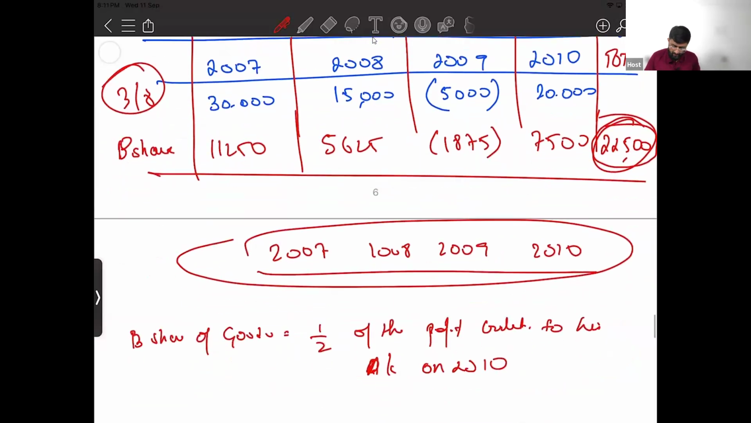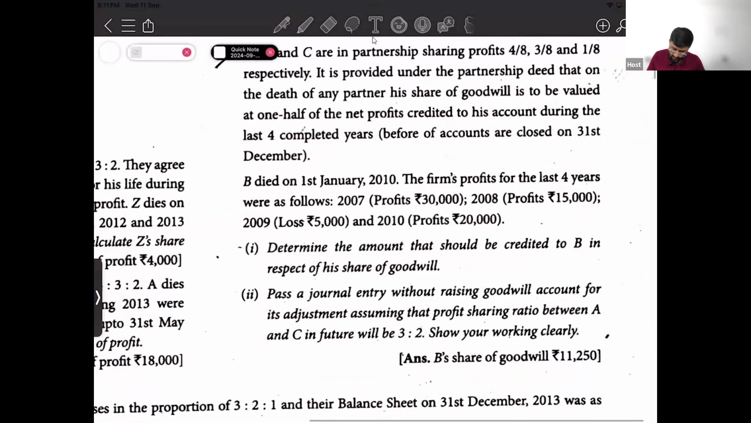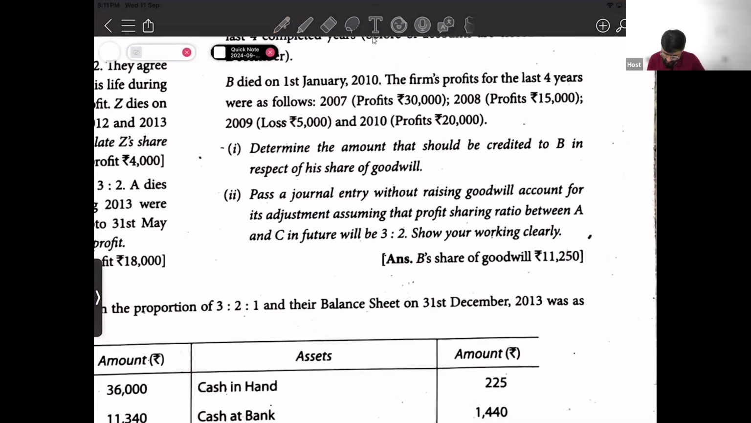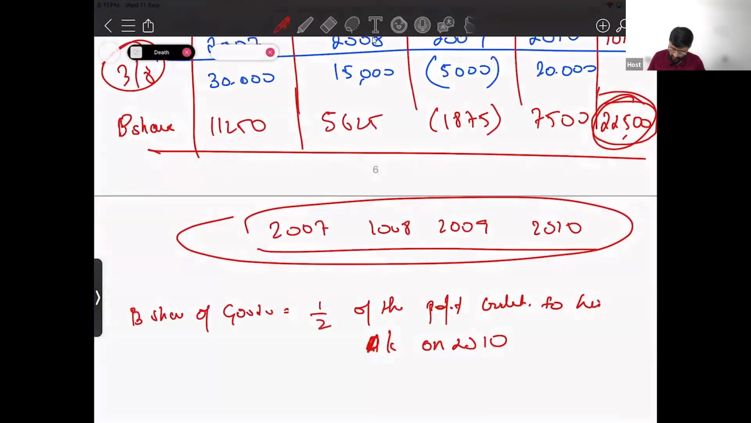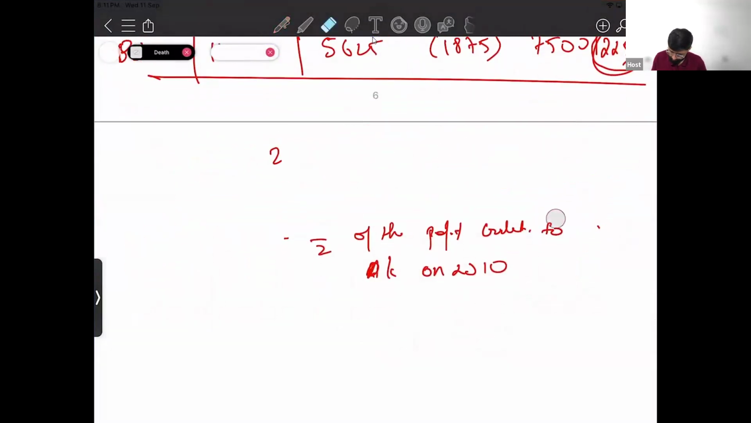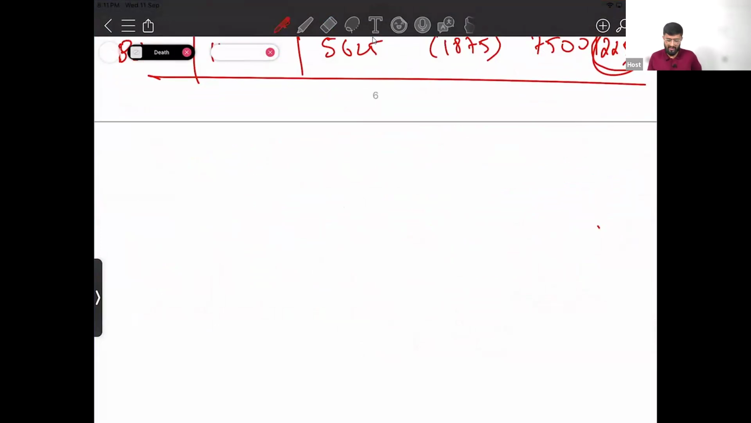Okay, now let's come to point number 2. Pass a journal entry without raising goodwill account for its adjustment, assuming that the profit sharing ratio between A and C in the future is 3:2. We will now see the concept of goodwill, so that we can pass the journal entry.